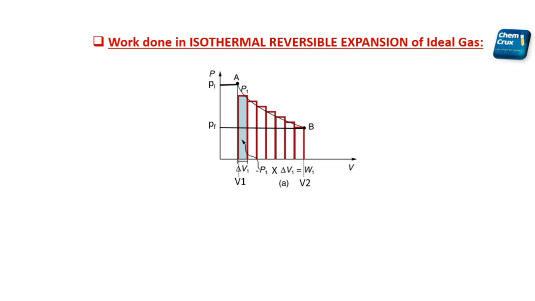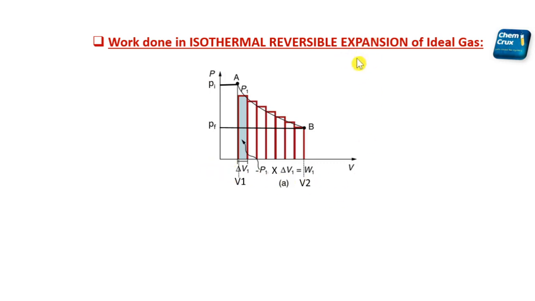Now coming to work done in isothermal reversible expansion of ideal gas. For reversible processes, we know the change is carried out in several small steps and in such a manner that the initial conditions can always be restored by an infinitesimal change, and that the path could always be reversed. Okay, so now if we plot the PV curve for reversible expansion, pressure will be on the y-axis and volume will be on the x-axis.